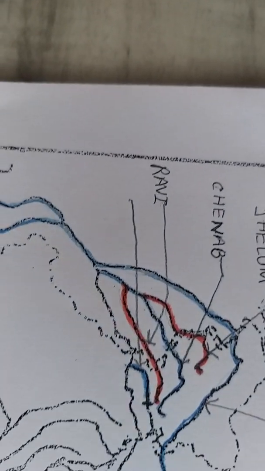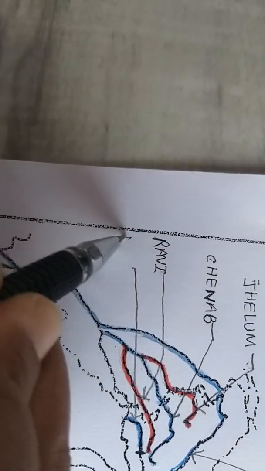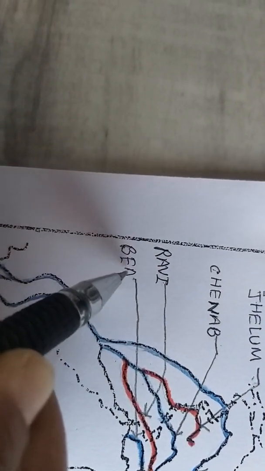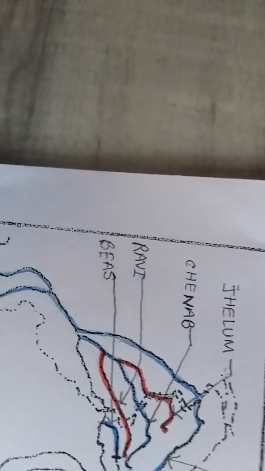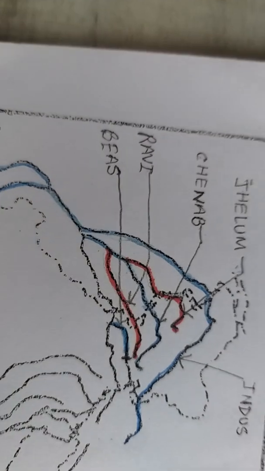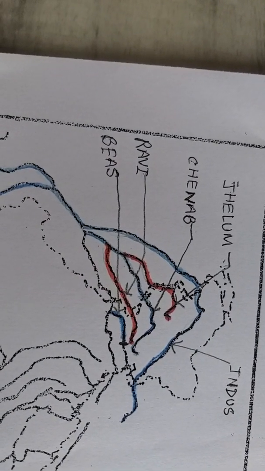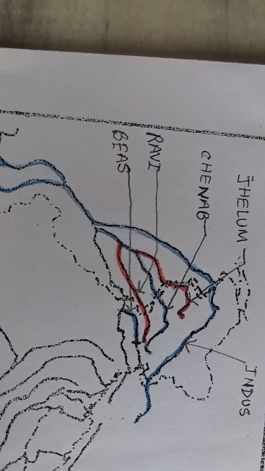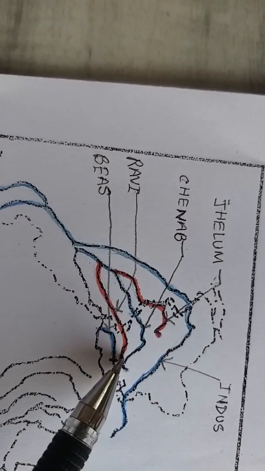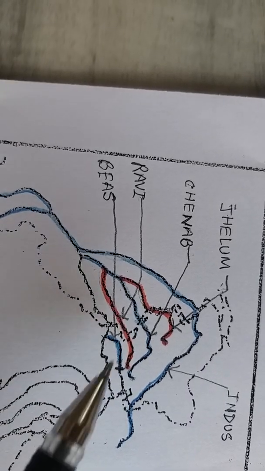Okay. So this is the river Bias. The sequence I'll repeat. Indus, Jhelum, Chenab, Ravi, Bias. Bias you have to mark just below the point where Ravi river starts, just below that make a mark, and from there you can mark the river.